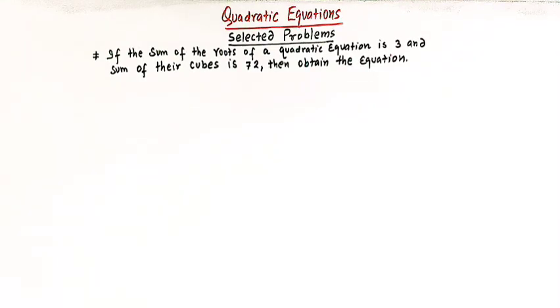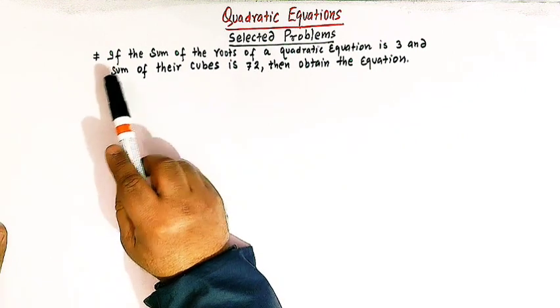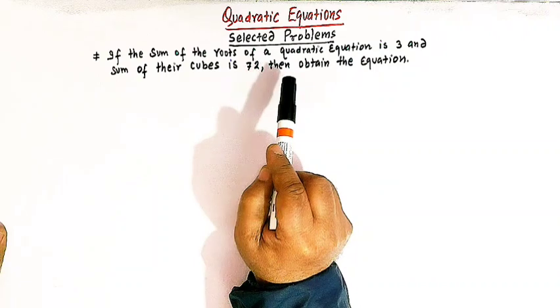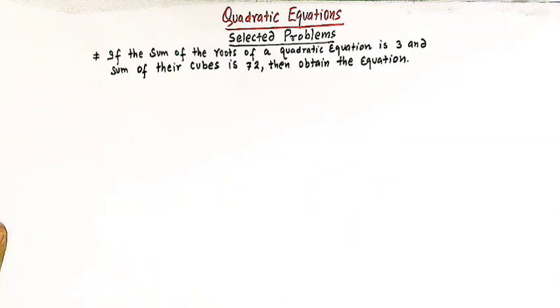Hello viewers, in today's session we are going to discuss some very important problems based on quadratic equations. So let us take this problem. Here we are given: if the sum of the roots of a quadratic equation is 3 and the sum of their cubes is 72, then we have to find the equation, right?